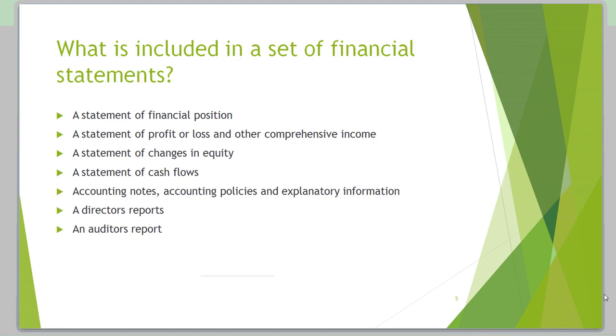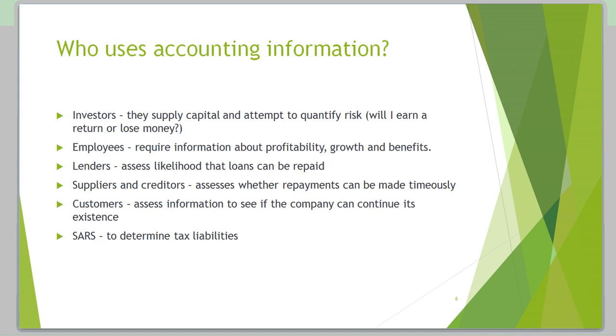What is included in a set of financial statements? We always talk about financial statements, but what do we refer to? So we look at a statement of financial position. We have a statement of profit and loss and other comprehensive income, a statement of changes in equity, a statement of cash flow, accounting notes, accounting policies, and extra explanatory information. We have a director's report, and we also have an auditor's report. So that's what's included in a set of financial statements.